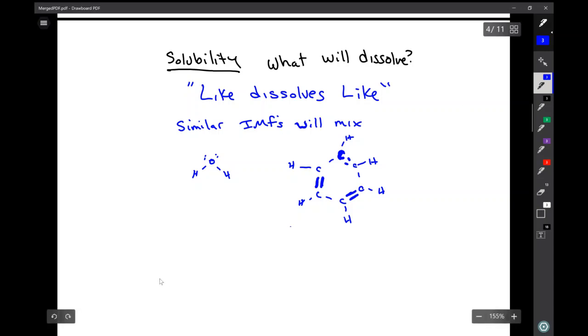So when we talk about solubility, we're talking about what dissolves. What types of solutes will dissolve in what types of solvents. Not everything dissolves into everything else. So if you know the phrase, oil and water do not mix, that's because the two substances are insoluble with each other.